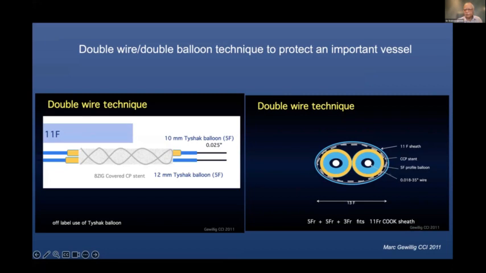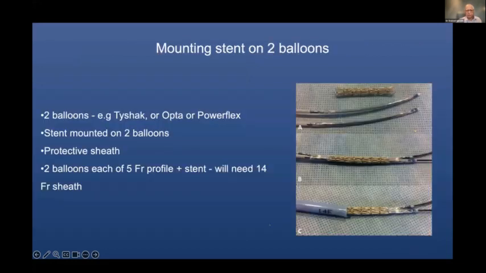Just as a rough rule, here you see there are two balloons, Tyshak ones, 10 and 12. That gets you a total of 22 millimeters. 80% of that is around 18 to 19 millimeters, and therefore that would give you that sort of choice. The two balloons have a profile of 10 French, so with a covered stent implanted you could potentially just about get away with 11 French, but it is safer to use a 12 French sheath.